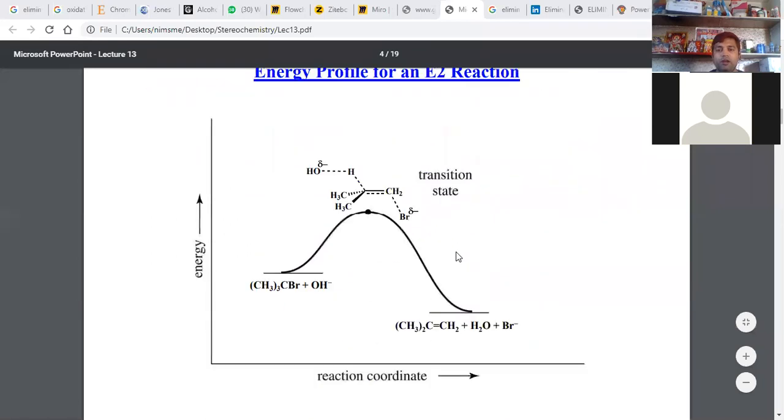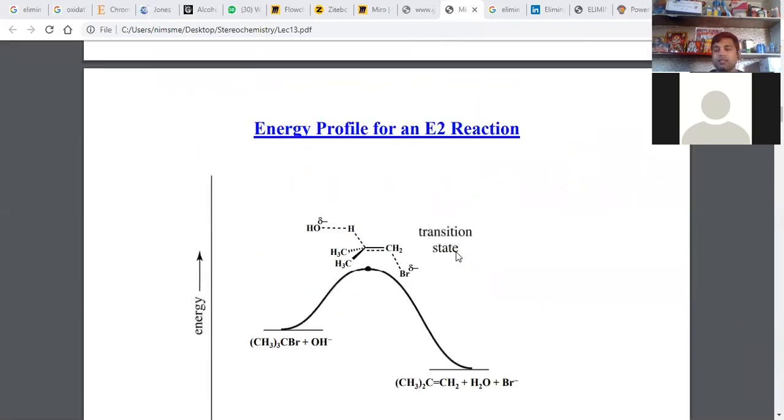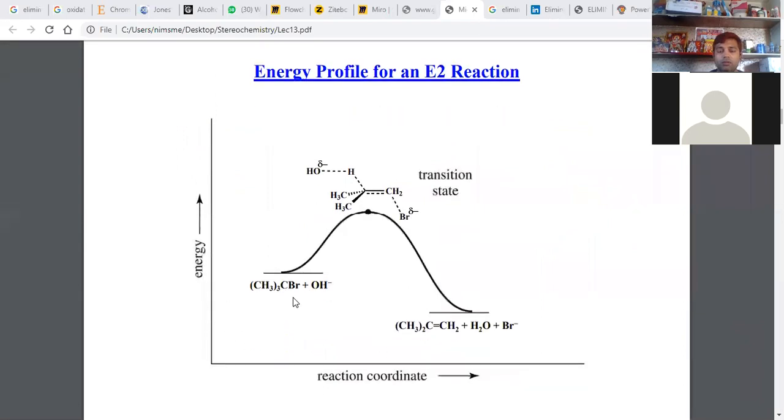Okay, the energy profile for this reaction is the same as we saw in the SN2 mechanism. These are our reactants, and the potential energy is lower. Then when it goes into the transition state, what is the transition state? It is a concerted reaction. The bond is being broken and a bond is being formed at the same time, simultaneously.